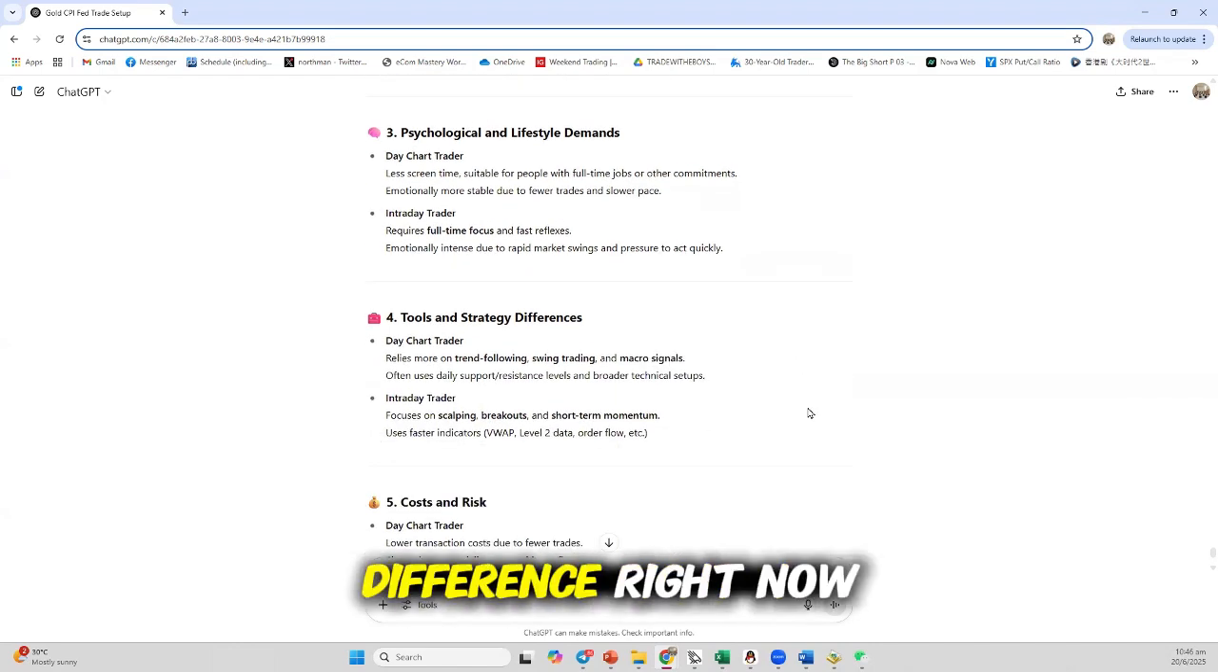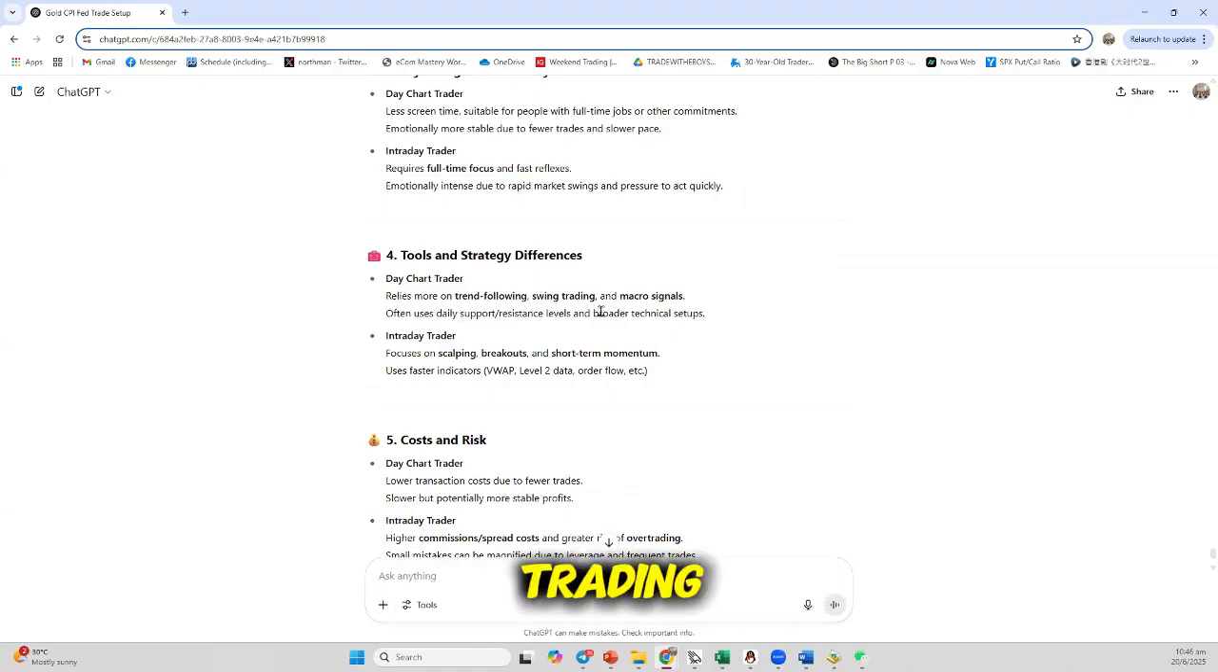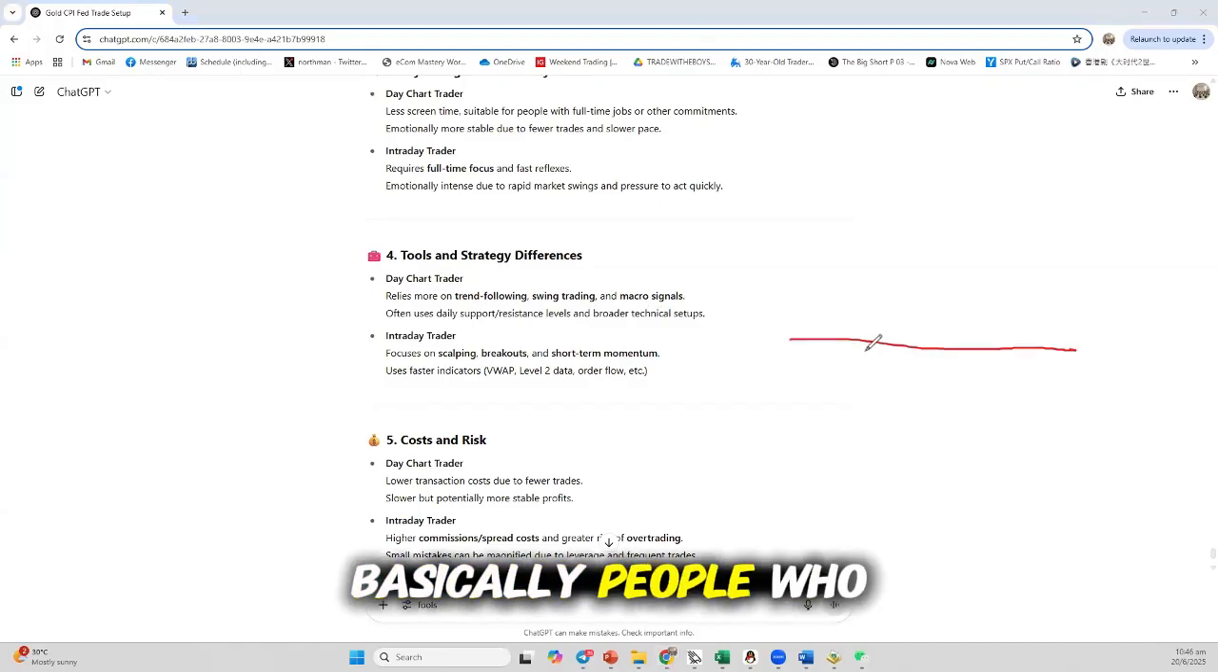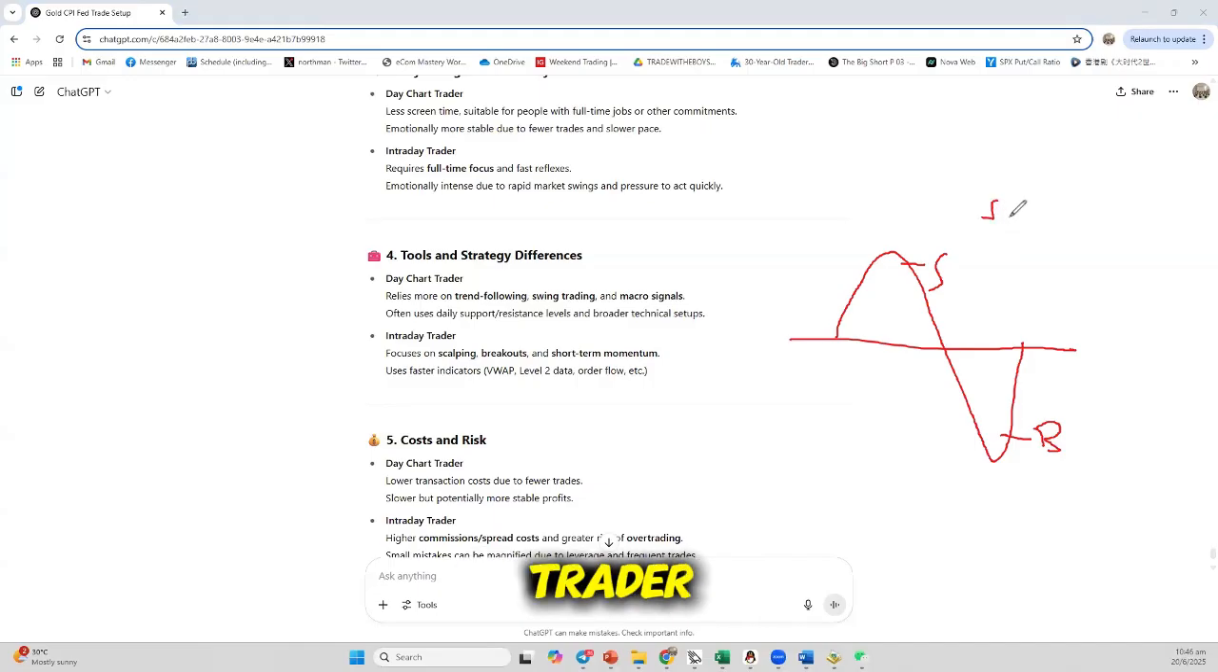The difference right now is that the day chart trader relies more on trend following first, second, swing trading, and macro signals. Swing trader, I told you, is basically people who would rather sell here and buy back here. So that is the swing trader.